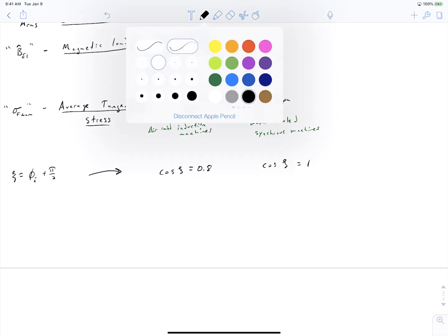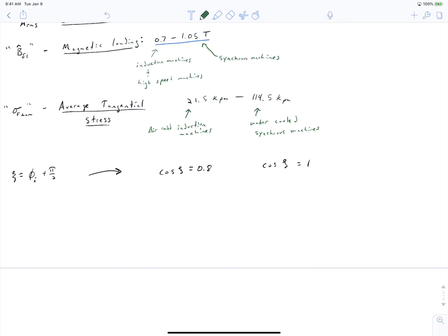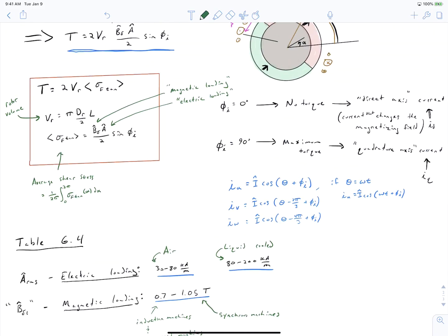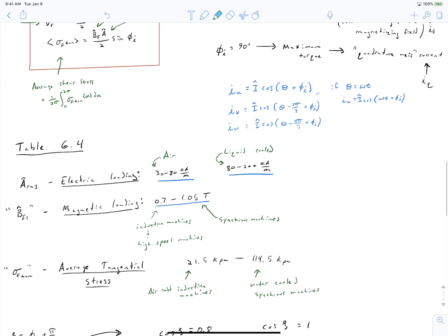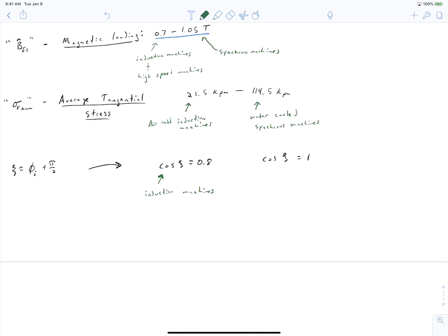And the reason that it's 0.8 for induction machines is that you need to use some of your current to magnetize your machine. A portion of your stator current is actually going to magnetize the rotor and induce currents in the rotor bars. So that's to say, you are dependent on having a portion of d-axis current in order to keep the machine magnetized for an induction motor.